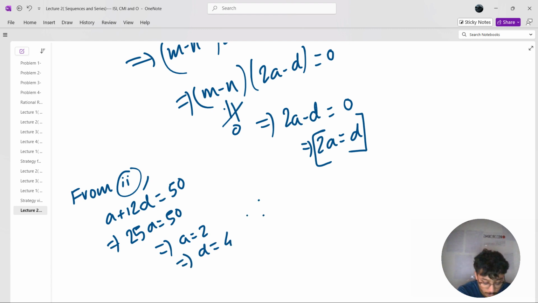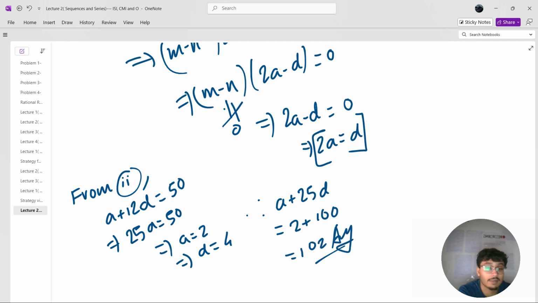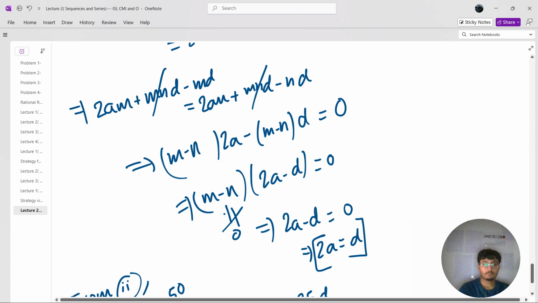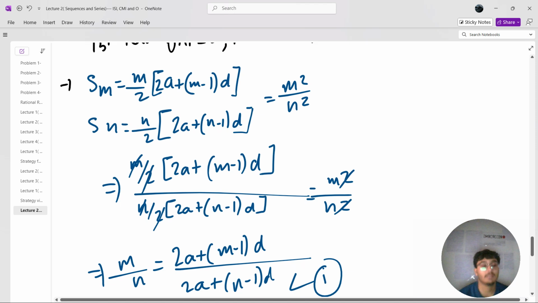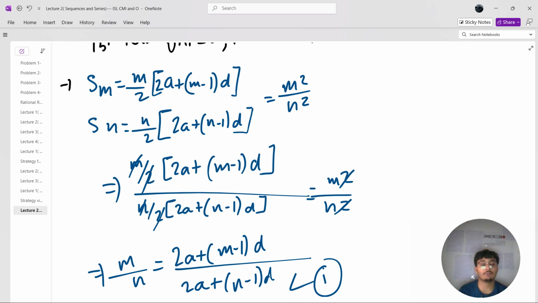Therefore, what do we need? We need the 26th term, which is a plus 25d. That is basically 2 plus 25 into 4, that is 100. So my answer to the question is 102. Is this clear? Normal manipulation, not a very tough one. There might be calculation errors, but these questions are actually made for calculation errors, since in an MCQ you have around 1.5 minutes for solving each question. So do keep it in mind while solving this type of question that you don't make any calculation error.